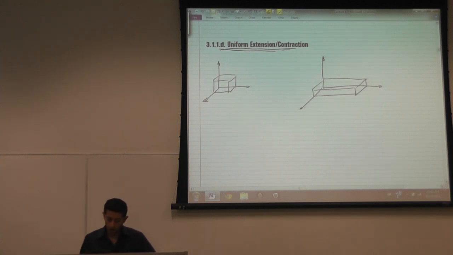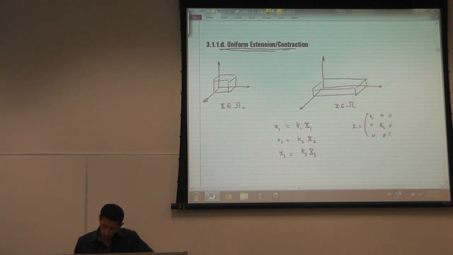Uniformly increased or decreased in length means that if capital X is an element of the original, undeformed configuration, and small x is an element of the deformed configuration, then x1, the horizontal component, is a factor multiplied by X1. x2 is a factor multiplied by X2. x3 is a factor multiplied by X3. So the vector x is equal to a matrix K1, 0, 0; 0, K2, 0; 0, 0, K3 multiplied by X.